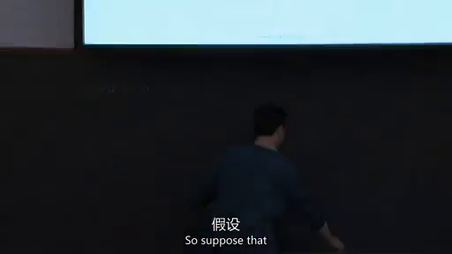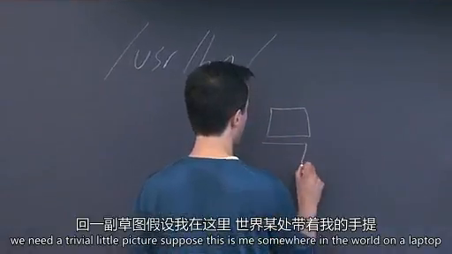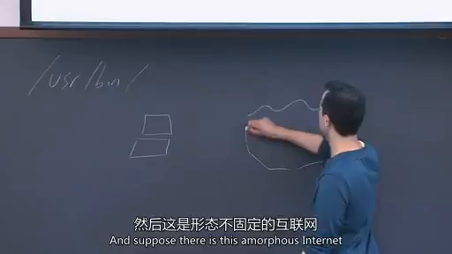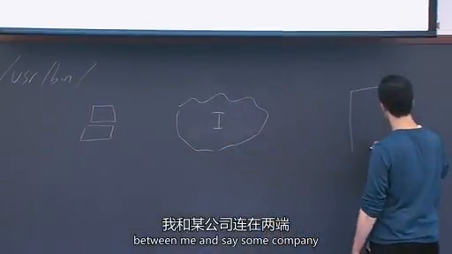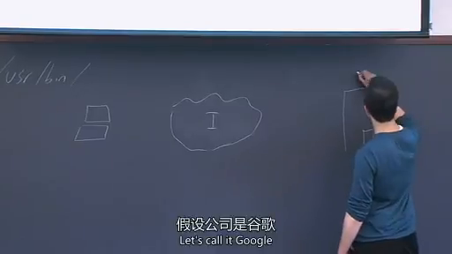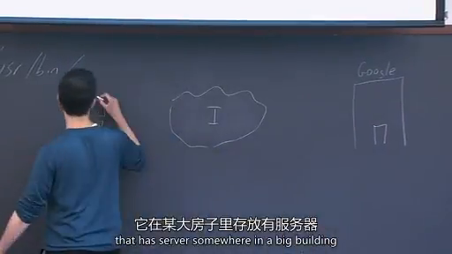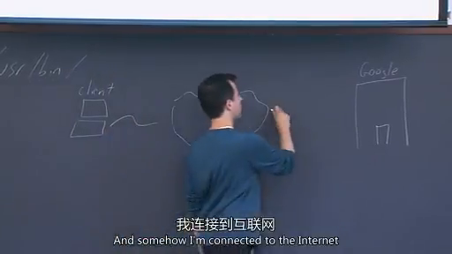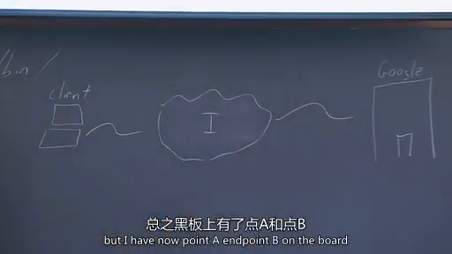So suppose that, we need a trivial little picture. Suppose this is me somewhere in the world on a laptop, and suppose there's this amorphous internet between me and, say, some company. Let's call it Google, that has servers somewhere in a big building, and this is what we'll call a client. And somehow I'm connected to the internet, wirelessly, wired, whatever. Doesn't really matter, but I have now a point A and a point B on the board.